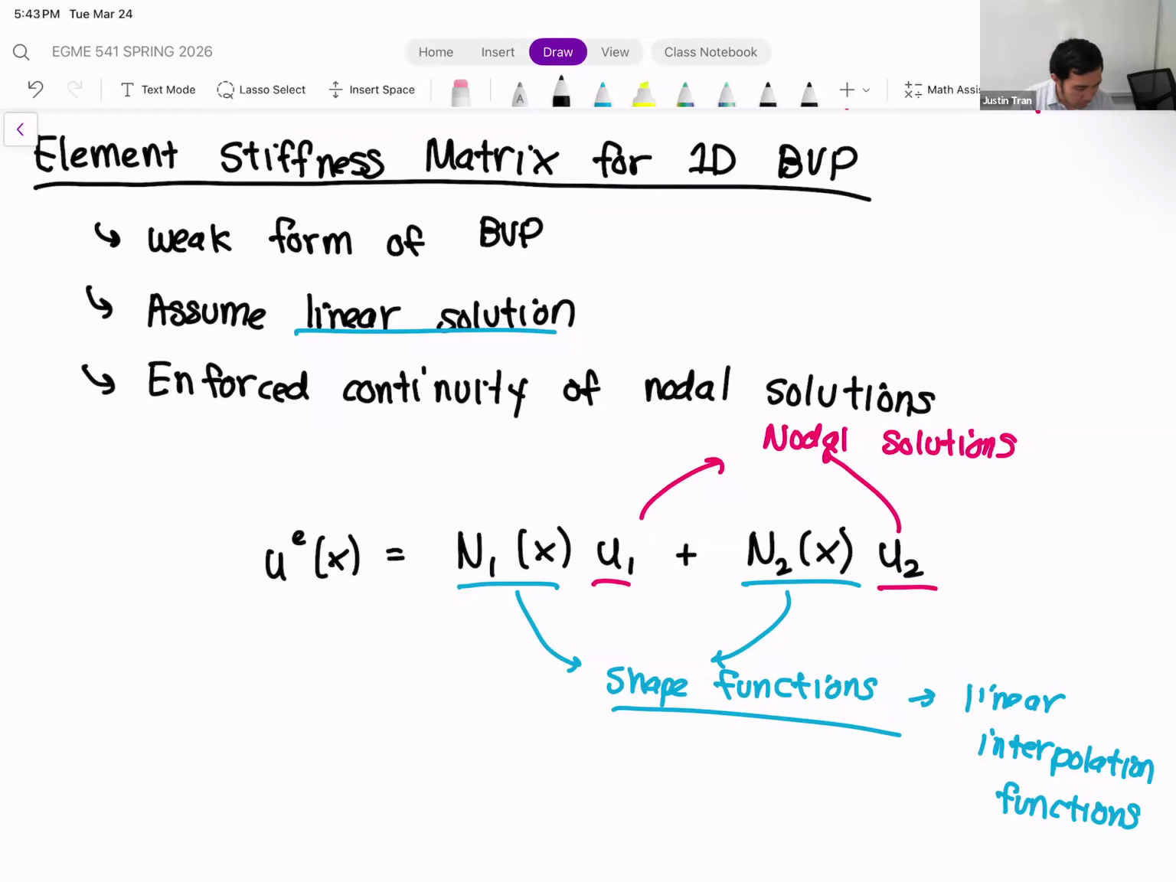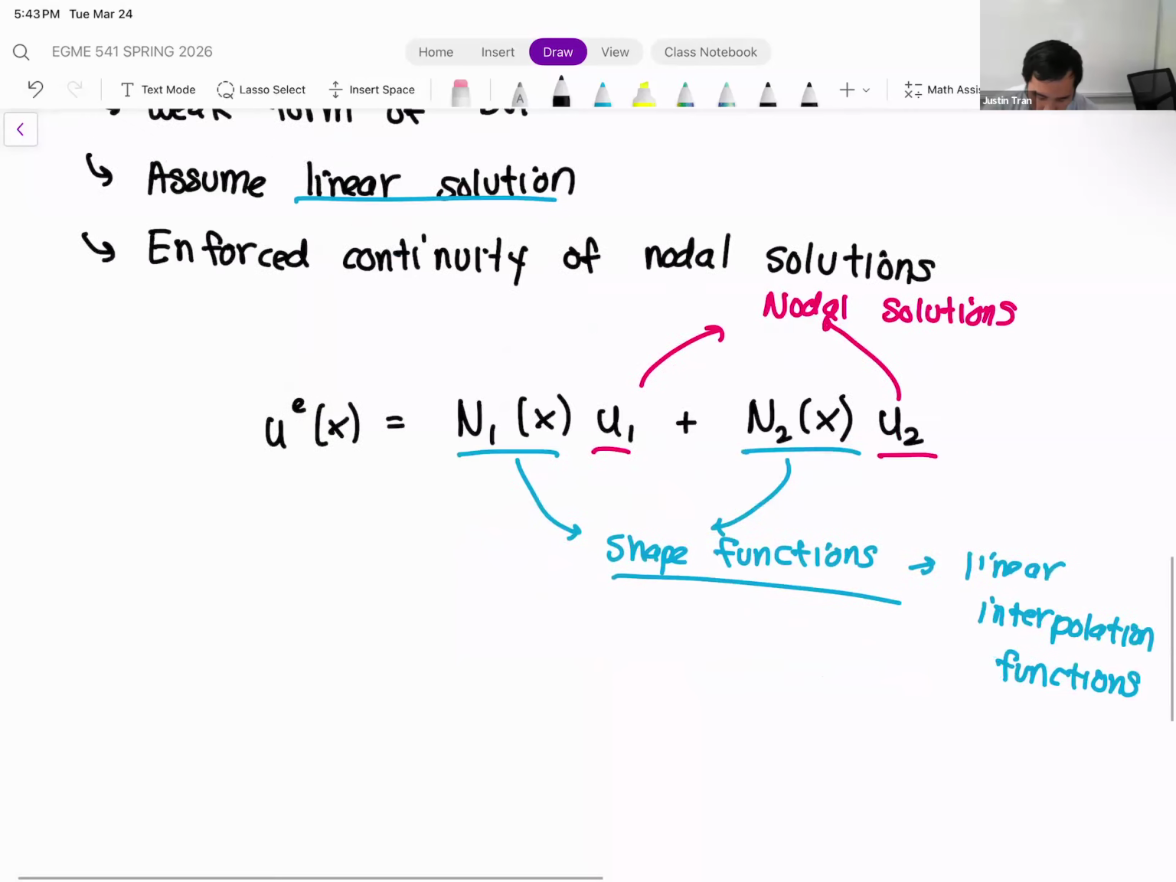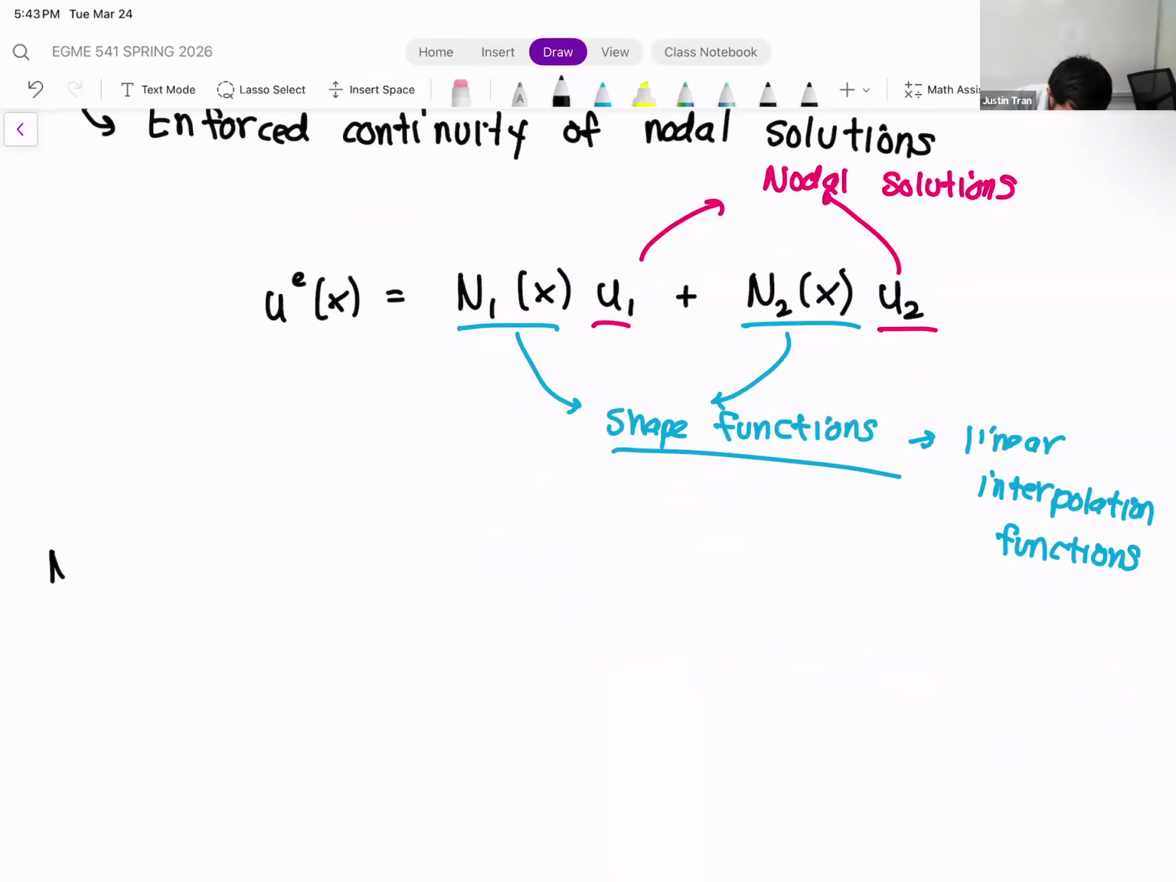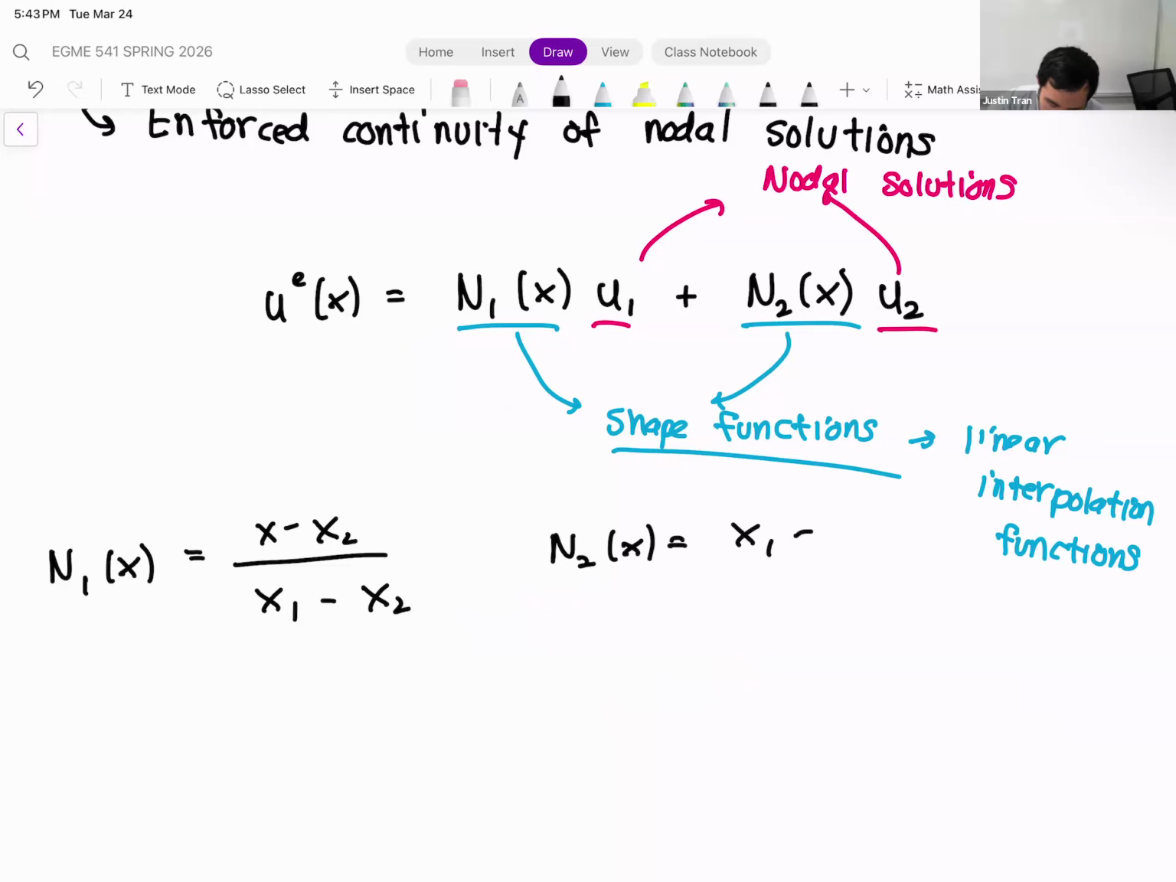All right. And so just because they'll serve our purpose, let me go ahead and write out their expressions again. So the expression for the shape function N1 is equal to x minus x2 divided by x1 minus x2. And then N2 of x is equal to x1 minus x divided by x1 minus x2.